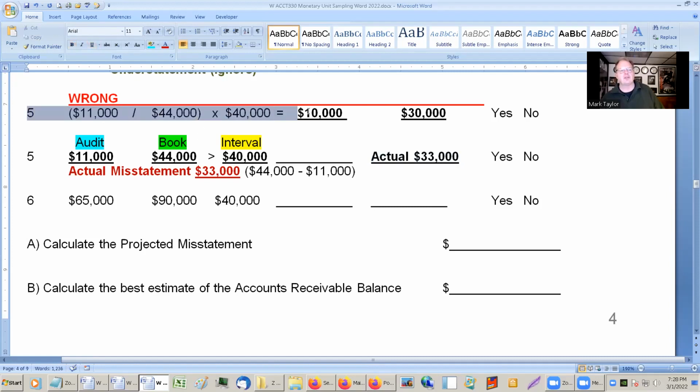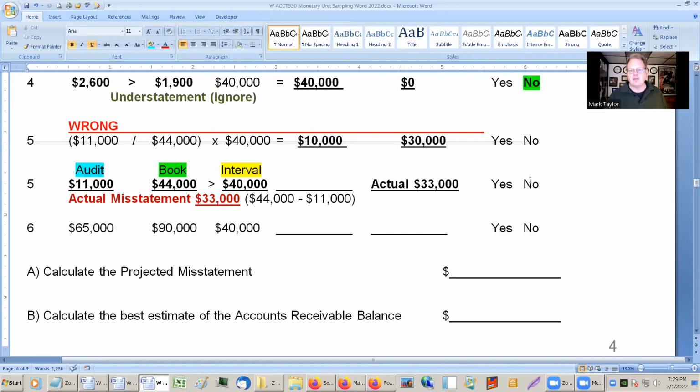So we don't do it this way. Why? Because we know this thing is misstated by 33,000. It's not misstated by 30, it's misstated by more than that. So whenever the book value is larger than the interval, we take the actual misstatement, which is the difference between those. We'll get one down here too. This is not included with the incremental allowance, and I'll explain that too.